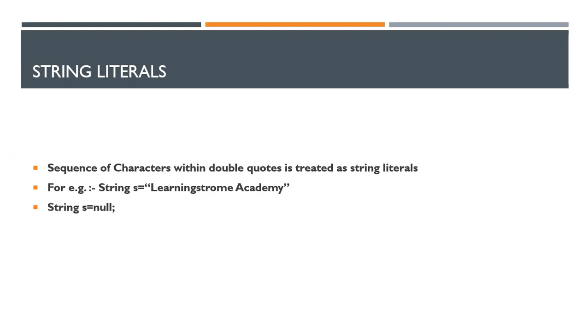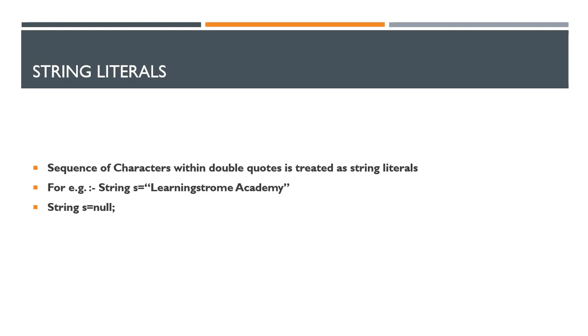Then, as we studied in the keywords, we have three kinds of reserved literals: true and false, and third is null. So why do we use null? Whenever, after creating an object, I don't want to assign anything to it or allocate any memory to it, at that time we use the keyword null. So if I don't want to allocate any memory to my string object, we can assign the null reserved literal to that object.